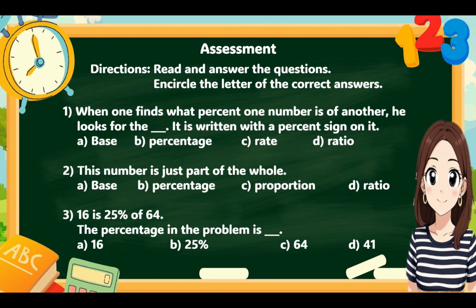Number 2, this number is just part of the whole. What is it? A, base. B, percentage. C, proportion. D, ratio. Number 3, 16 is 25% of 64. The percentage in the problem is blank. A, 16. B, 25%. C, 64. And D, 41.